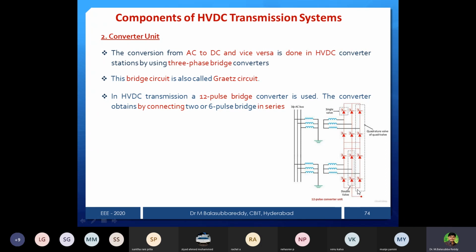You can see that this total set, not only one, here we may use different configurations. We call it a single valve, or 2 or 3 valves connected in series. In general, we cannot say it is a thyristor, it is a valve. That valve consisting of a number of devices we can also consider.